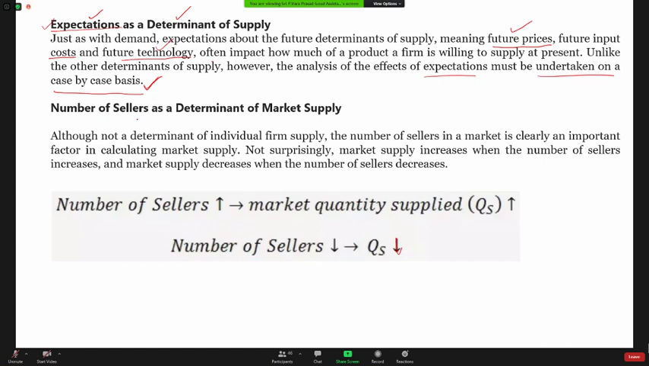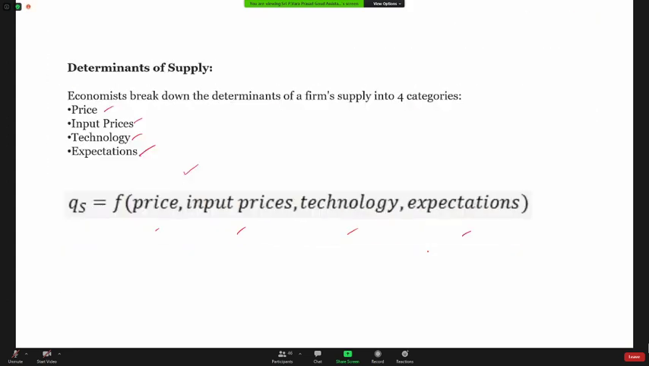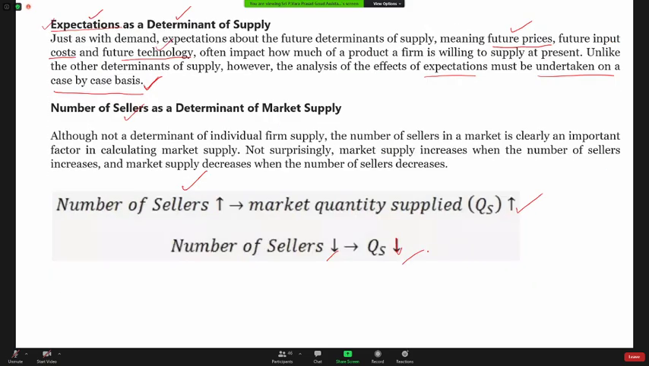Then number of sellers. It is a very easy concept to understand. The more sellers there are in the market, the more will be the quantity supplied. And the fewer the sellers, the lesser will be the quantity supplied. It is a very simple concept. Of course, I didn't mention this in the determinants of supply here. We have only 4: prices, input prices, technology, and expectations. The next one was number of sellers as a determinant of market supply, one of the factors.